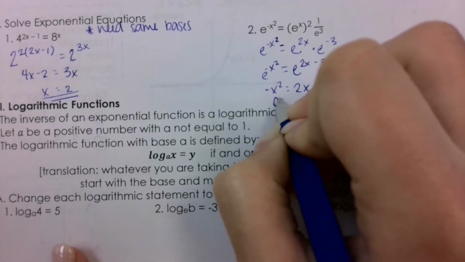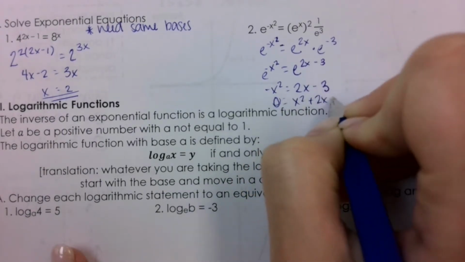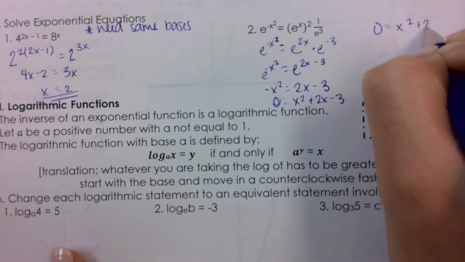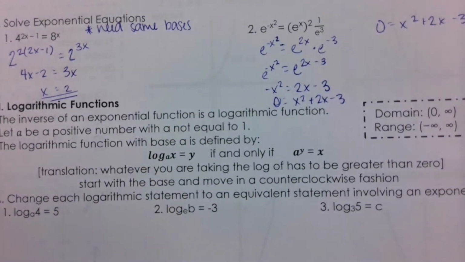So from there, you've got like bases, and we just have one exponent on each side. So we can essentially just ignore the bases and set your exponents equal to each other. So you're going to have negative x squared equals 2x minus 3. And what should we do from there to solve?